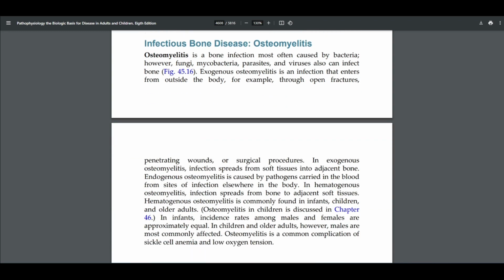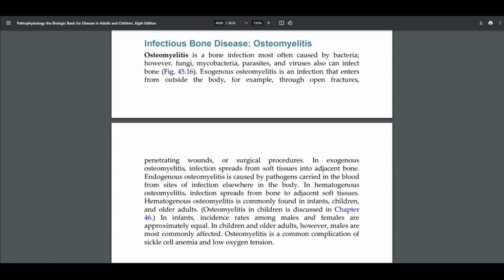That leads us to our last section here, infectious bone disease, our osteomyelitis. Osteomyelitis is a bone infection, most often caused by bacteria. However, fungi, mycobacteria, parasites, and viruses also can infect bone. Exogenous osteomyelitis is an infection that enters from outside the bone, for example, through open fractures, penetrating wounds, or surgical procedures. In exogenous osteomyelitis, infection spreads from soft tissue into adjacent bone.